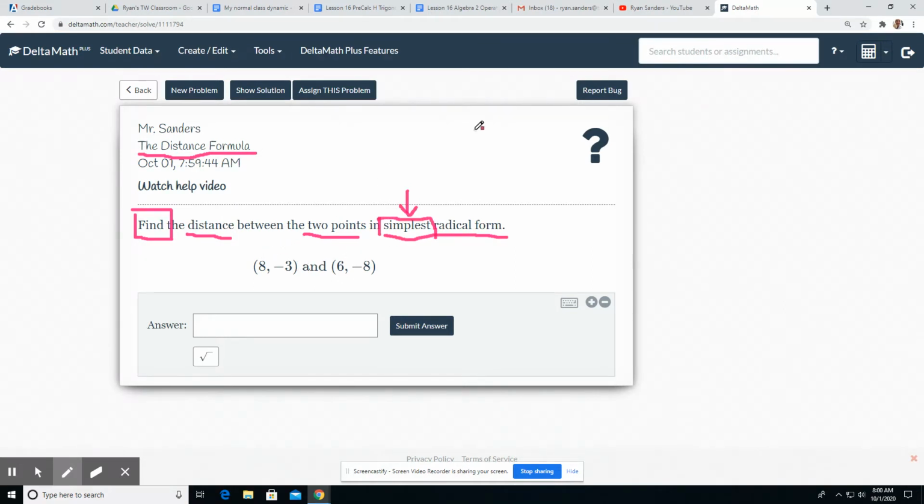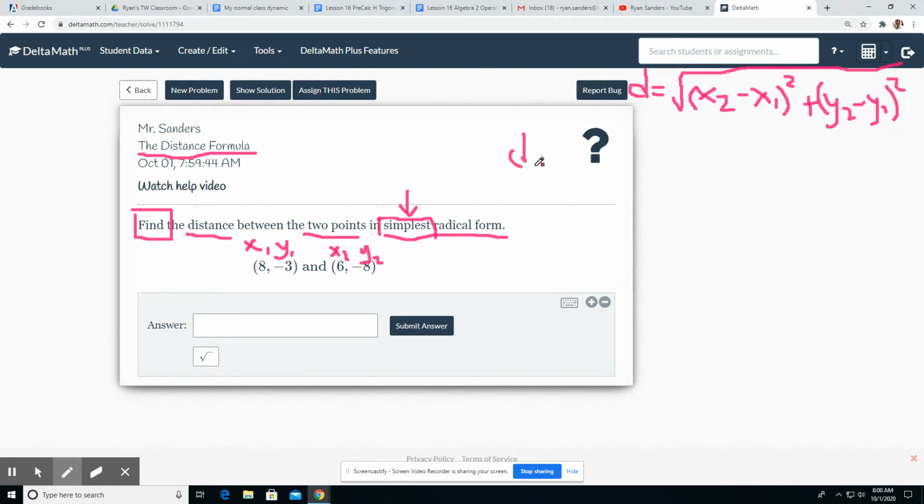All right, so first thing we want to do is get the distance formula out. Distance is equal to the square root of (x2 minus x1) quantity squared plus (y2 minus y1) quantity squared. Okay, we'll mark our points here. This is the first x value. This is the first y value. This is the second x value that they gave us. This is the second y value that they gave us.